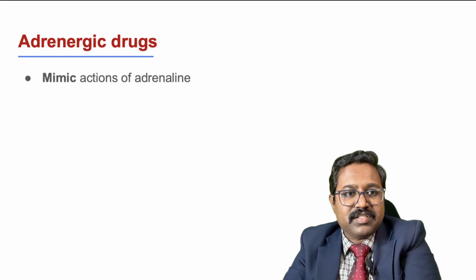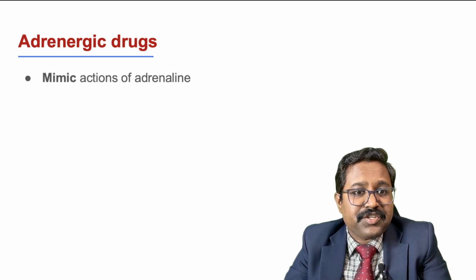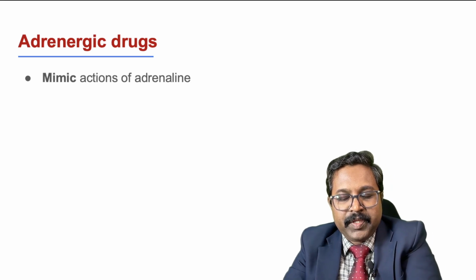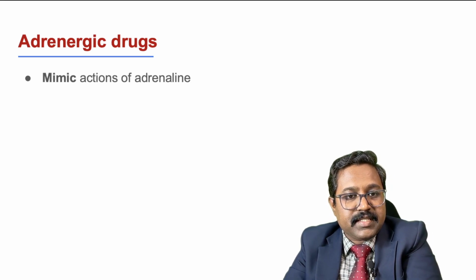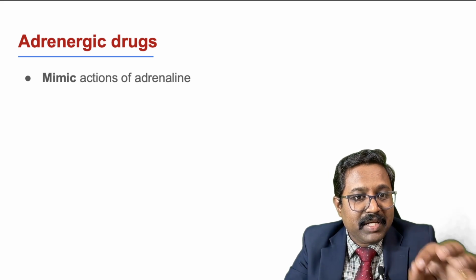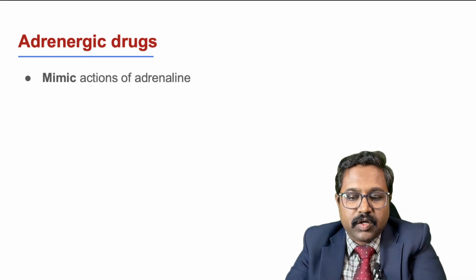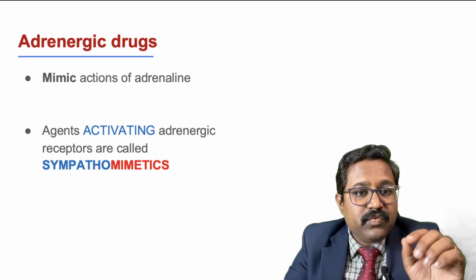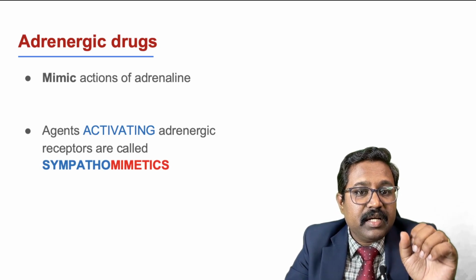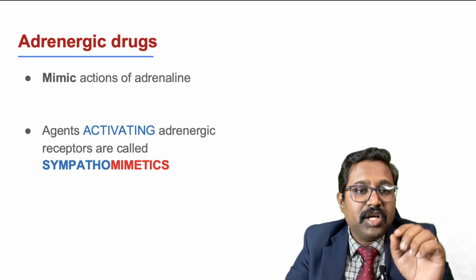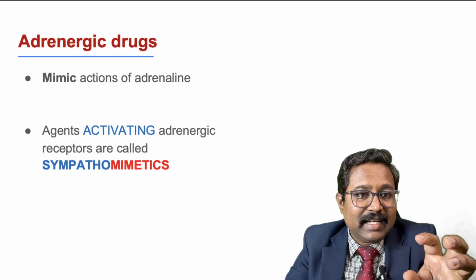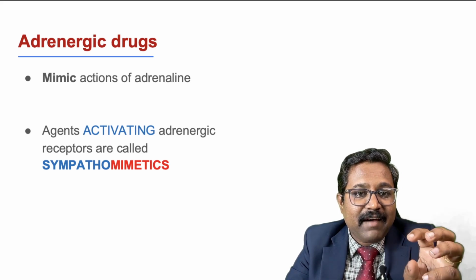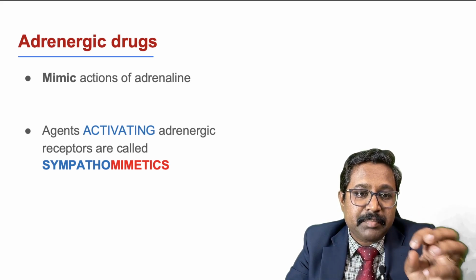So adrenergic drugs are the ones which are going to mimic the action of adrenaline. Adrenaline is one of the catecholamines that is synthesized endogenously along with norepinephrine and dopamine. So those drugs which have adrenergic mimicking action are called adrenergic agonists. The agents which are activating the adrenergic receptor are also called sympathomimetic agents, because all these drugs under the adrenergic group have properties similar to that of the sympathetic nervous system.